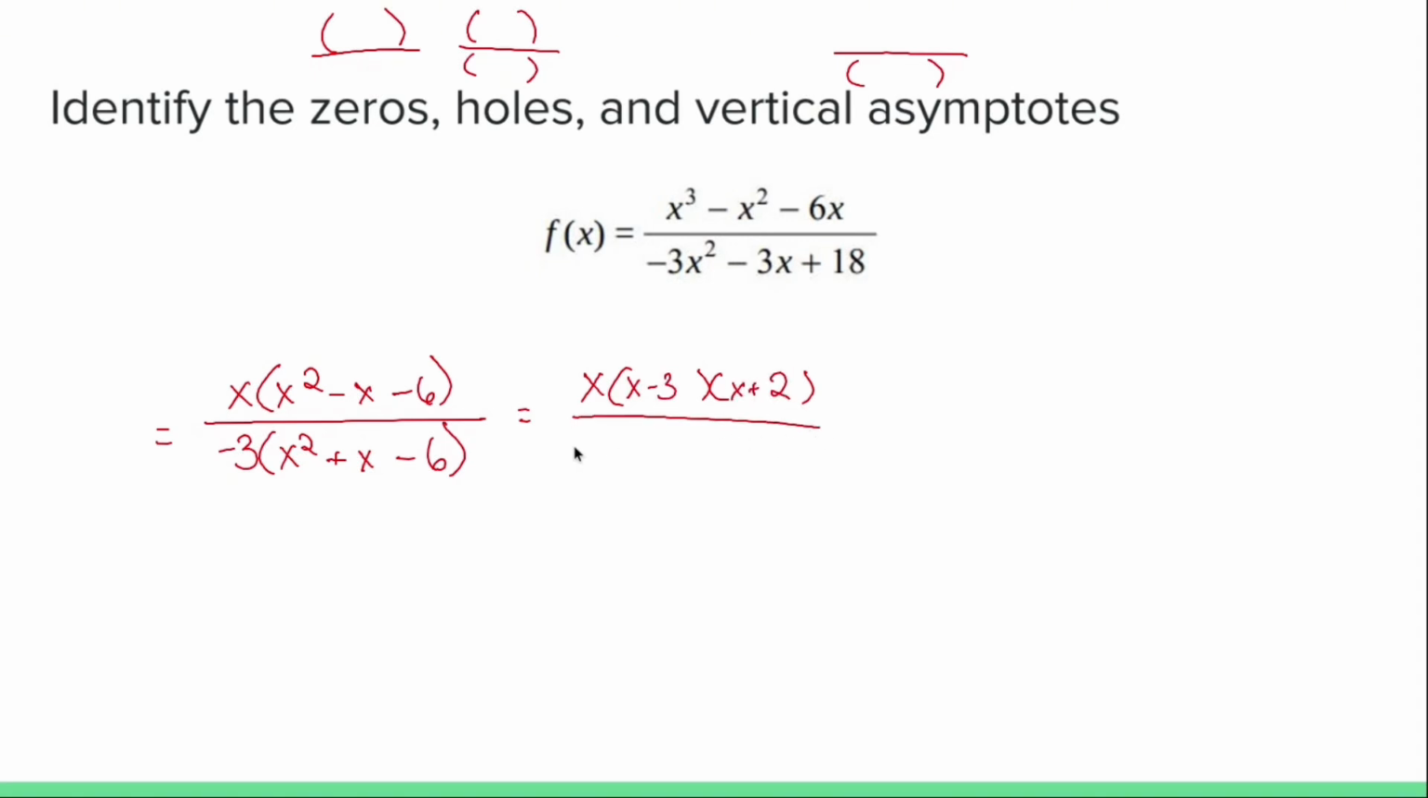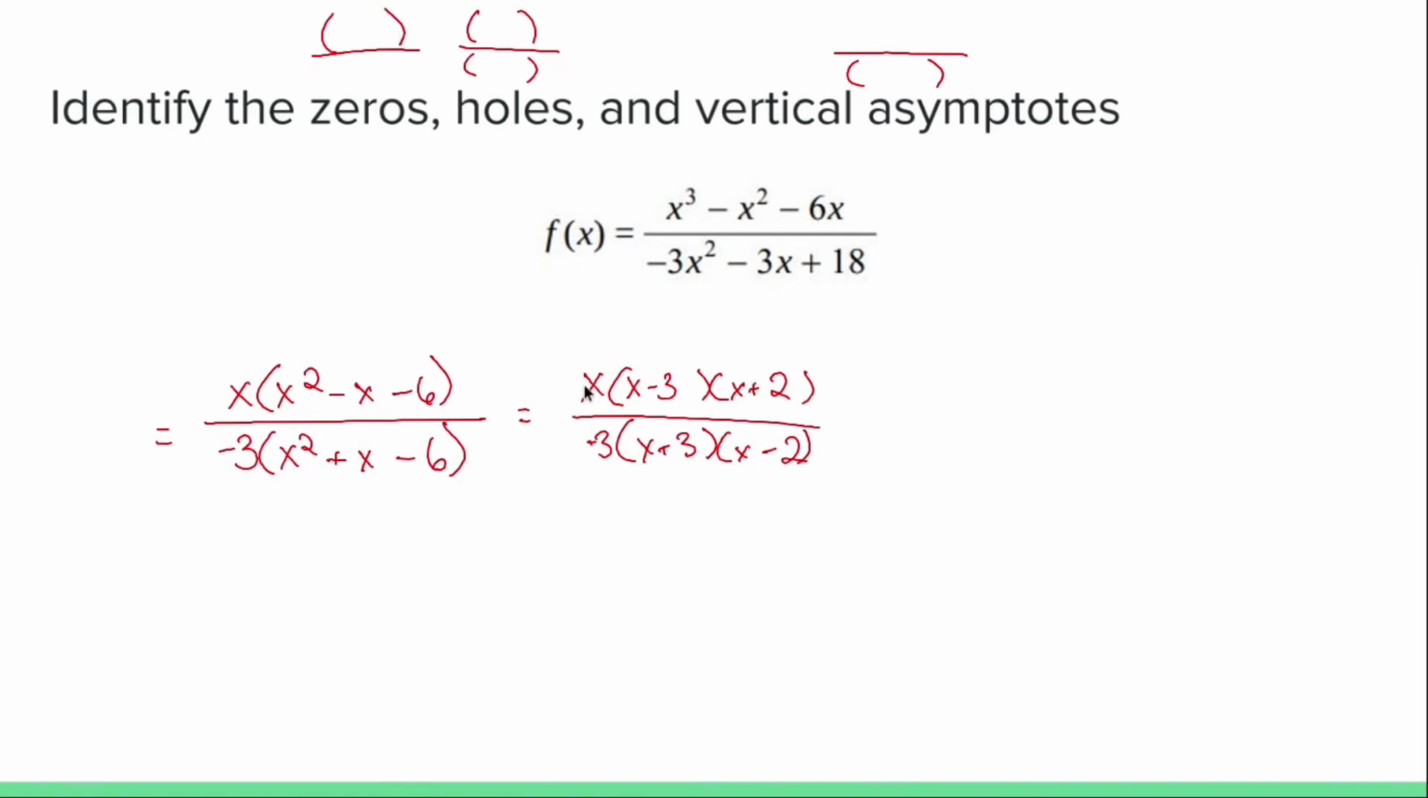Now don't get your hopes up. The negative 3 down here is still there. The numbers that add up to positive 1 and multiply out to negative 6 are going to be x plus 3 and x minus 2. I have 5 x's floating around. Let's figure out what each important number is before I start labeling these things.